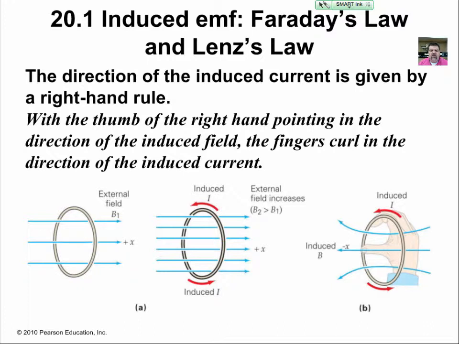So with the thumb of the right hand pointing in the direction of the induced field, the fingers curl in the direction of the induced current. So if we look at this picture here, our thumb is showing us the direction of the induced magnetic field, and then our fingers will curl around the direction of the induced current.